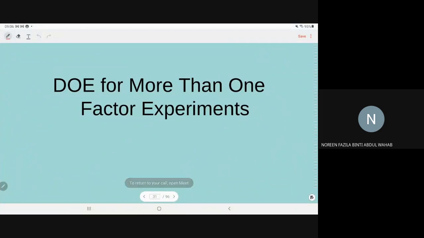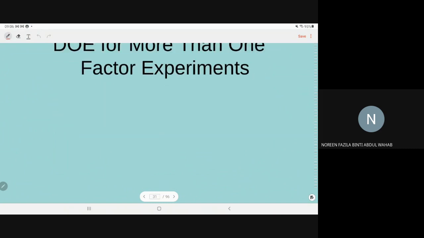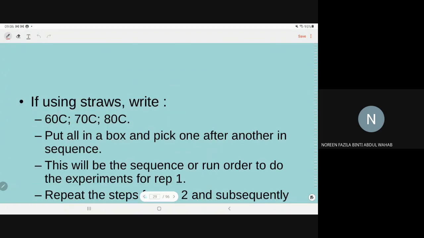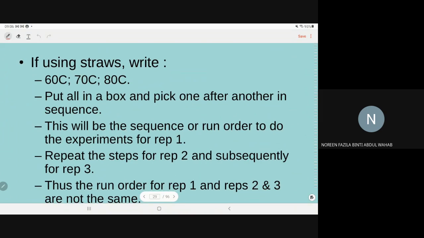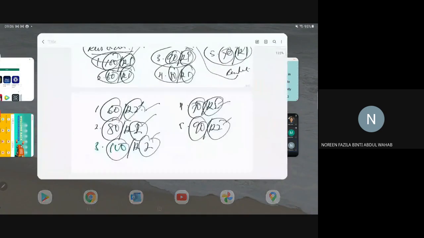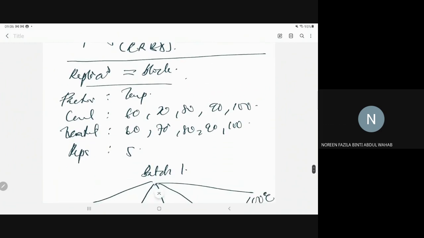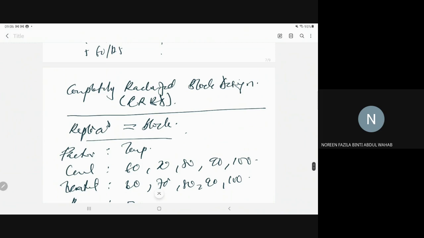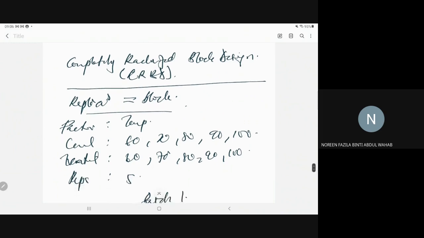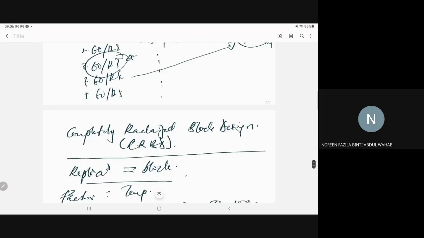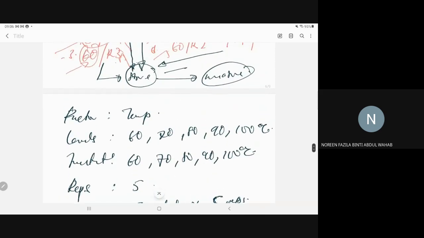So we have discussed design of experiment for one factor experiments. Basically I would just like to go through with all of you. For example, in this case, the objective is to determine the effect of temperature on, for example, the antioxidant capacity.